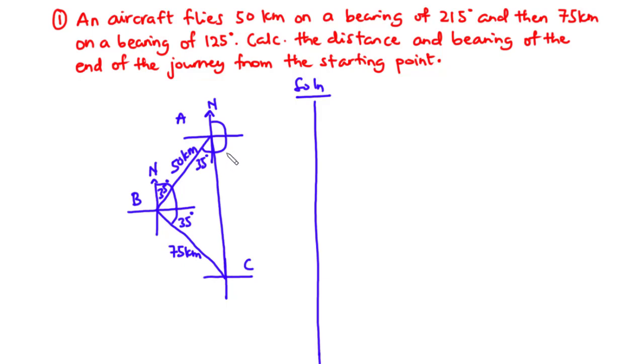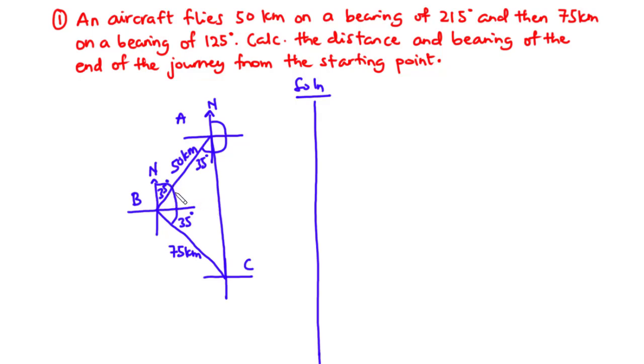Now to the question. We are going to calculate the distance and the bearing of the end of the journey from the starting point. In other words, we are going to find the distance AC and the bearing of C from A. Now before we find the distance and the bearing, let's sort out the angles.